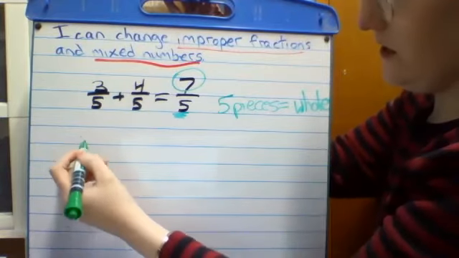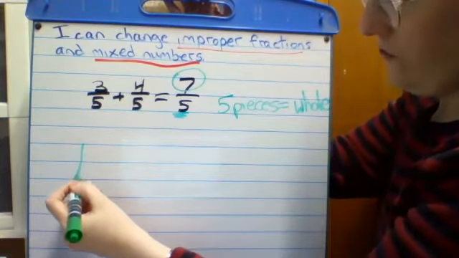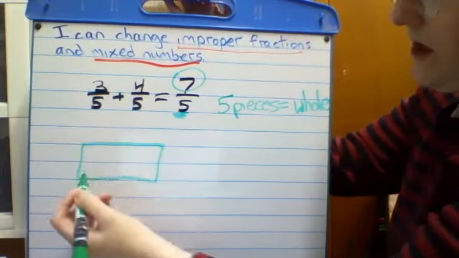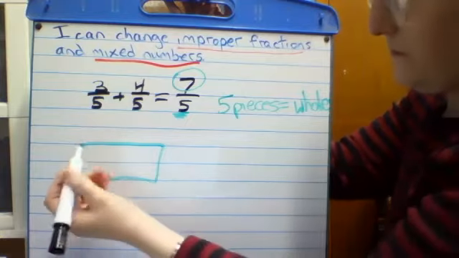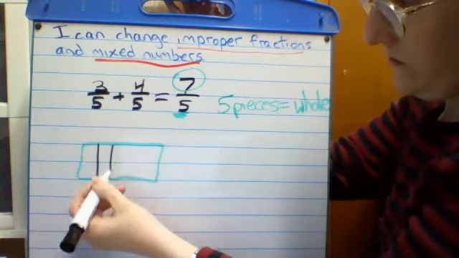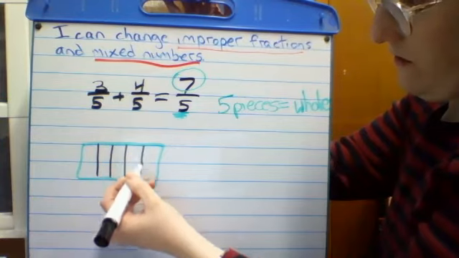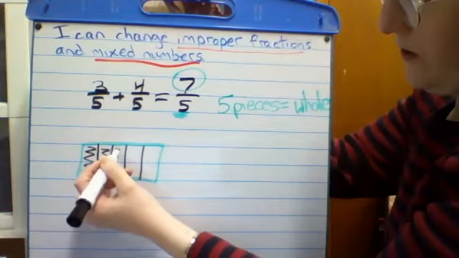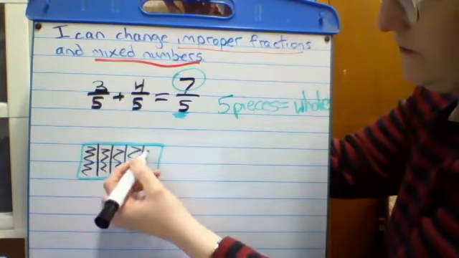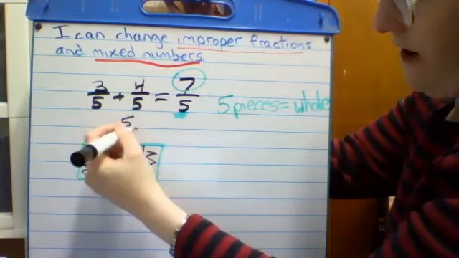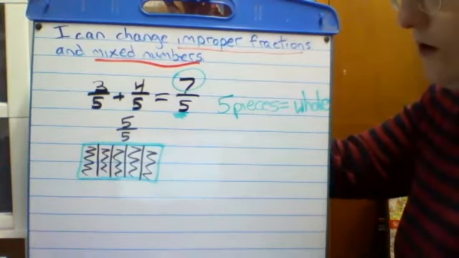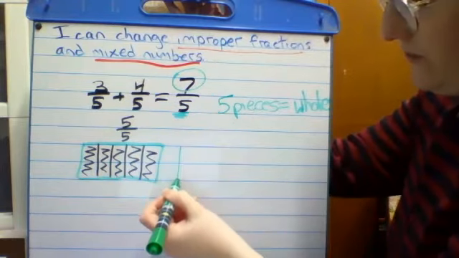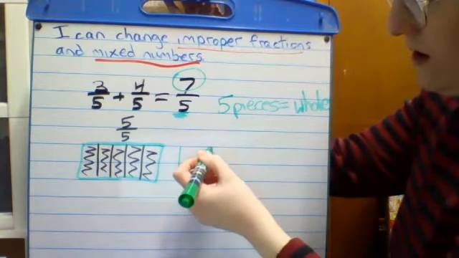Let's imagine for a second. Let's say I draw a model and I divide it into fifths. 1, 2, 3, 4, 5. And I have 1, 2, 3, 4, 5. I have 5/5. I have the whole. But then I have 7/5. I have 2 more fifths.